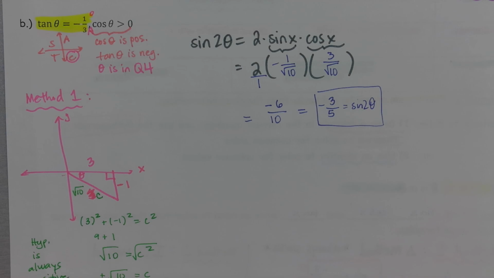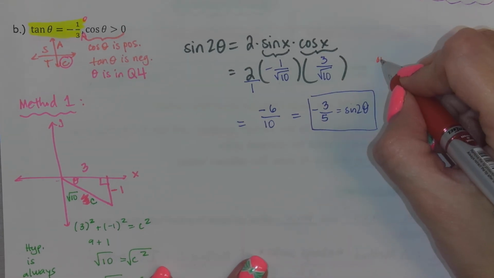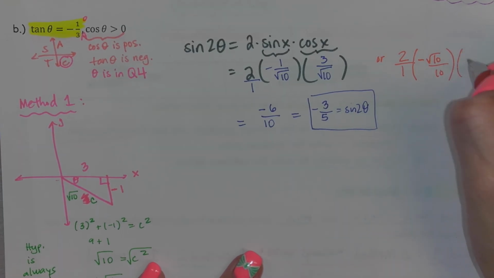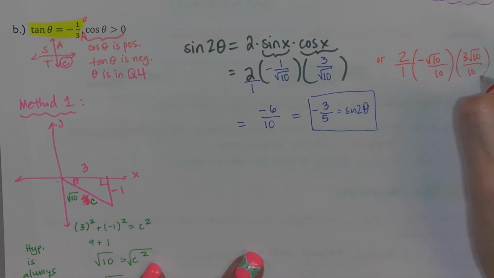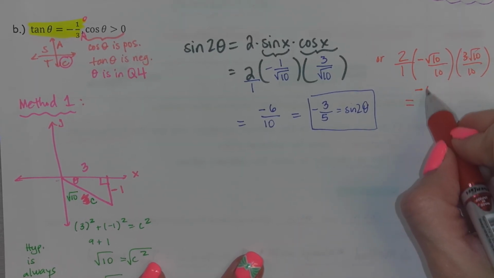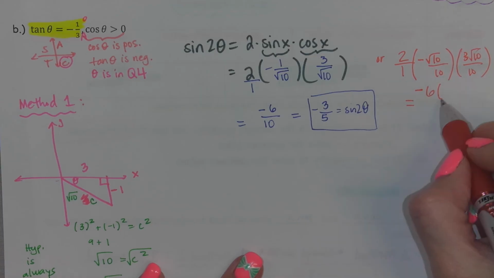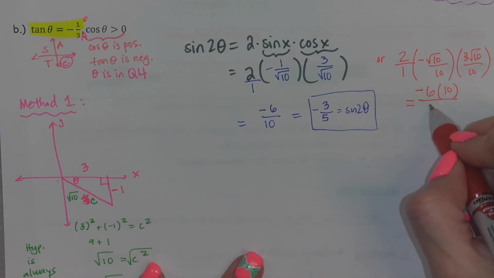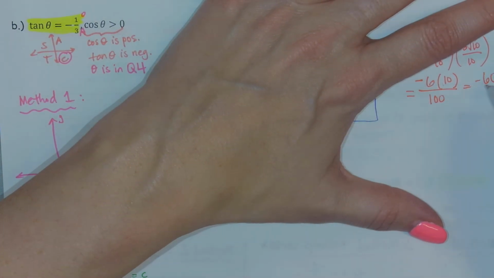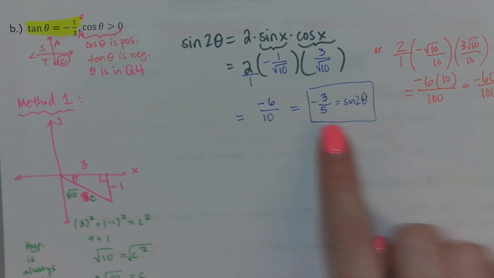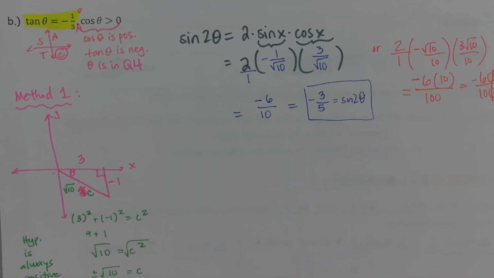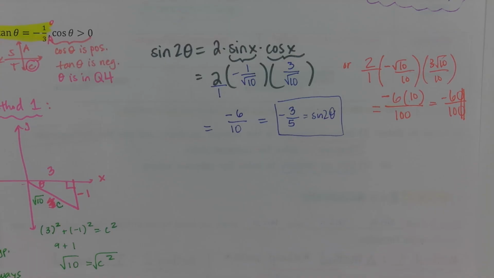Okay, you don't have to write this part down. I'm just going to show you. If you use the other one, -root 10 over 10, 3 root 10 over 10, what that would give you is you have 2 times 3, which is 6. The negative here, root 10 times root 10 is 10. 10 times 10 is 100. And then do you see that this is -60 over 100? That would reduce to -3/5. You'd have -6 over 10, which would be -3/5. Okay, so you would get the same thing there.